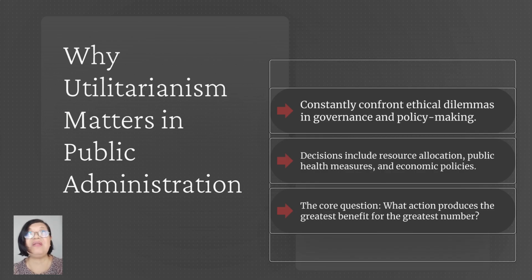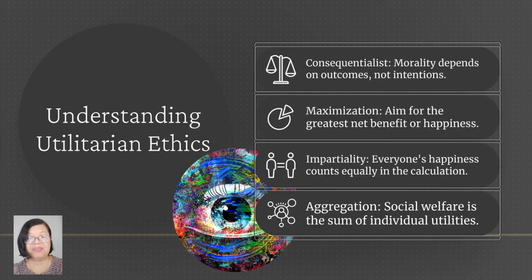Let us examine and understand the nature of utilitarian ethics. Utilitarian ethics is a consequentialist ethics. This means that the morality of an action depends on its outcome and not intentions or rules. The action is morally right if it maximizes overall happiness or utility.